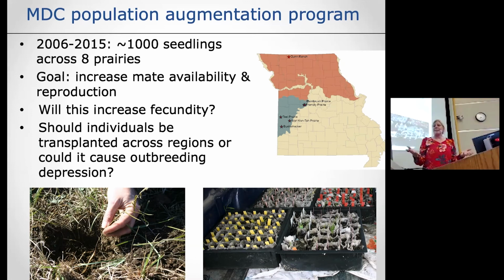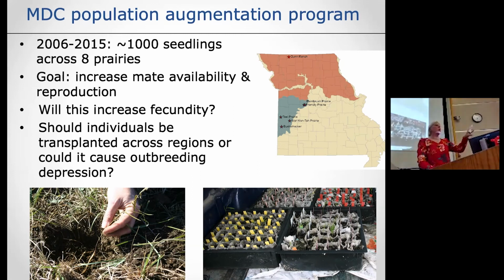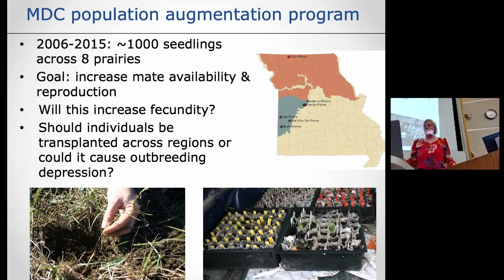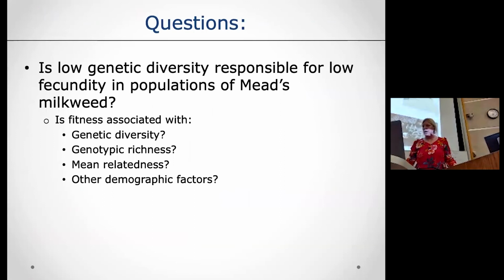And then the other thing is, should we be moving individuals across regions? There's a thing called outbreeding depression, where you may have a locally adapted genotype, you mix it with a different locally adapted genotype, and then you get offspring that are not adapted to anything. So there's a big problem if genetic diversity is not the cause. So essentially that's what I was tasked to address.